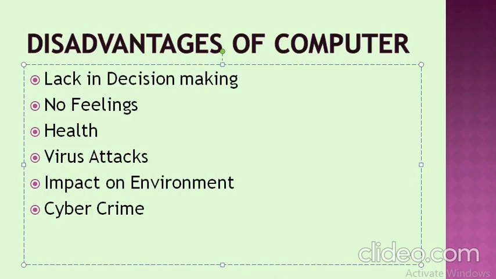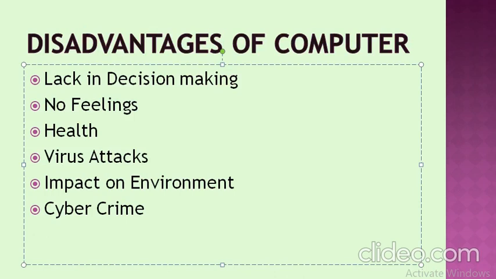Then the other disadvantage of computer is virus attack. What do you mean by a virus? Does it mean coronavirus? No. Computer virus is different. So what is a virus? How does a virus enter the computer? A virus is a program only. It is a software only which is present inside the computer, which is not good for the computer.